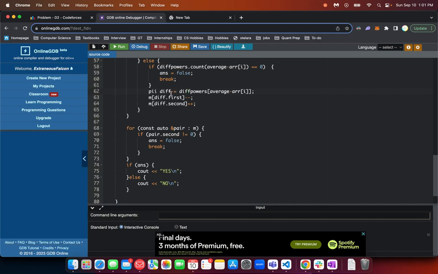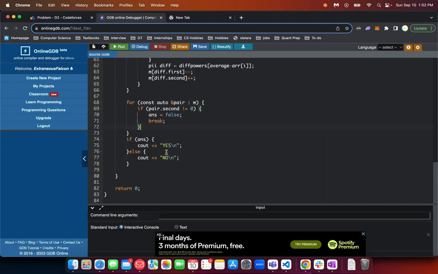Otherwise, we increase the maps. The first number is what we are taking from the pool, so minus minus, and then we're giving away this much, so plus plus. Then we iterate over the map, and at the end we just check if any of them is not equal to 0, and return false.